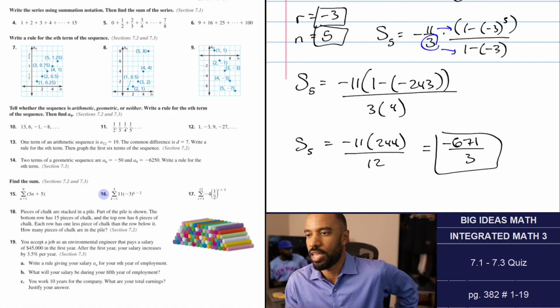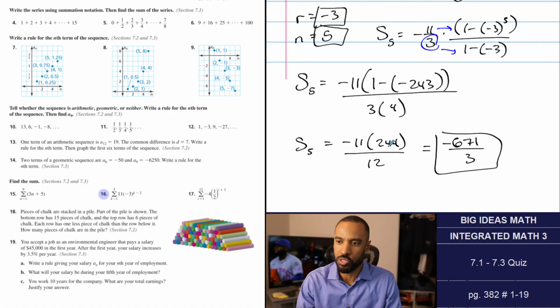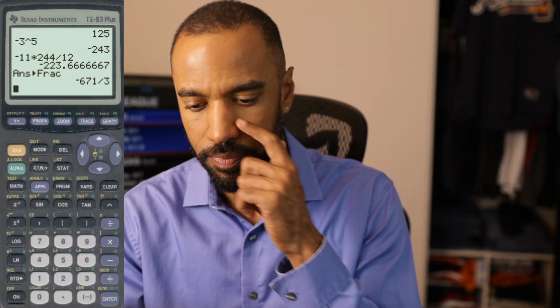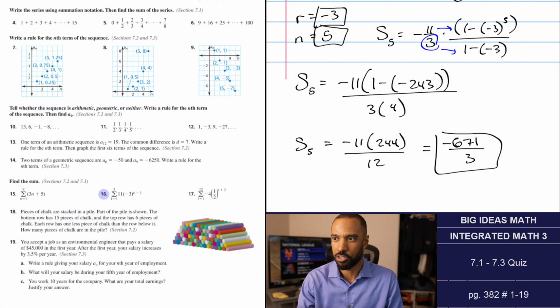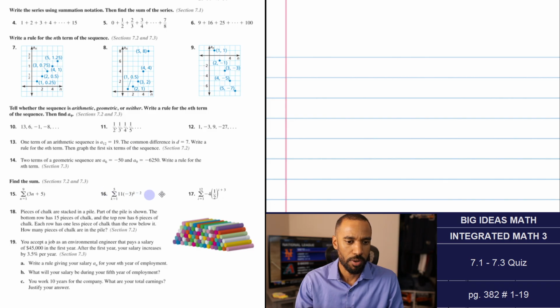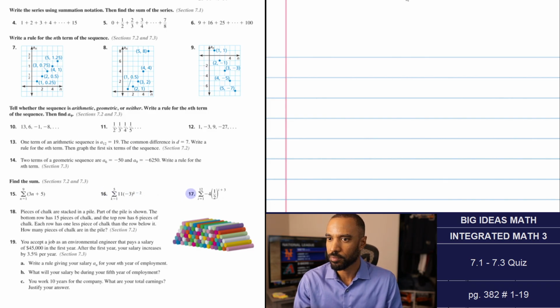I guess I could have reduced 244 over 4 before we moved forward on that one, but that's what we'll get. There's a mixed number version of that answer: negative 223 and 2/3. I'll keep the improper fraction as long as it's reduced. I'm good. Okay, number 17. 3 more questions still. We're going from the first to the 12th term.